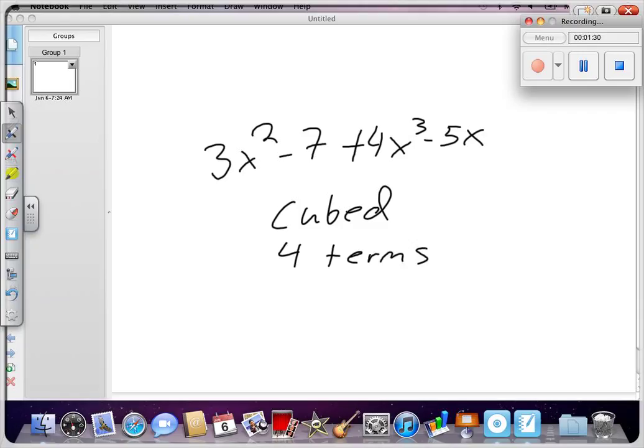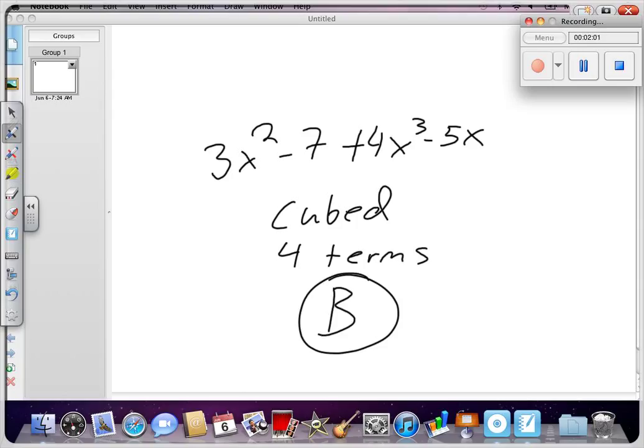Okay, so then I'm looking at my answers. I can have a quadratic trinomial. Well, there's more than 3 terms, so we know it can't be a trinomial. And quadratic means 2, so we know it can't be that one. Okay, B says cubic polynomial. Cubic means there's 3 terms, right? What does polynomial mean? Polynomial just means many. So we could totally go with B.